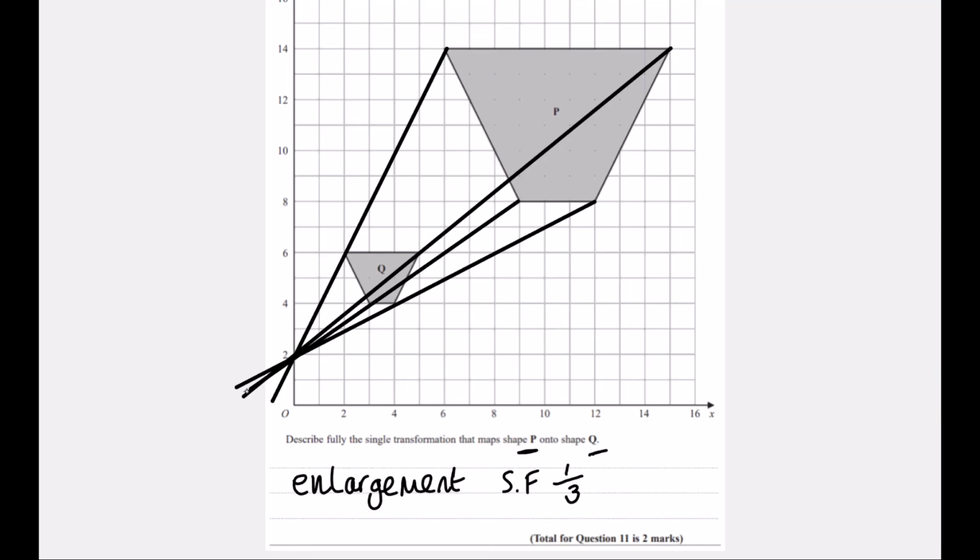The center of enlargement, we join up the points, they all go through 0, 2. Center, 0, 2. So 3 bits of information we need here. The transformation it is, which is an enlargement, the scale factor, and the center of enlargement.